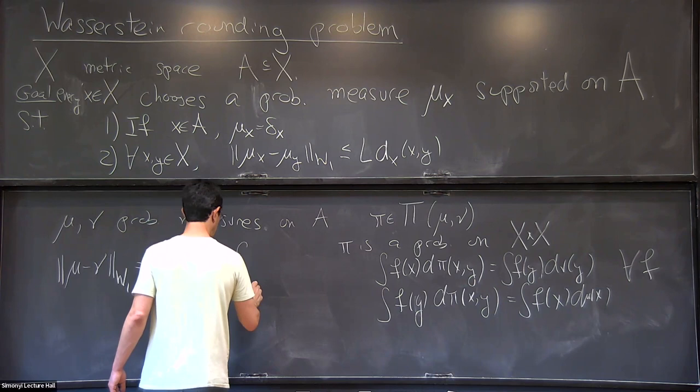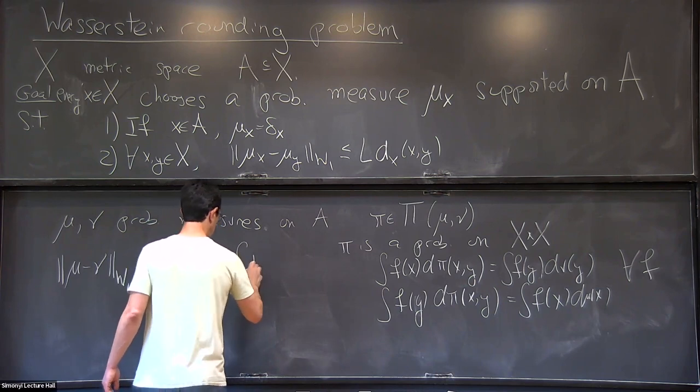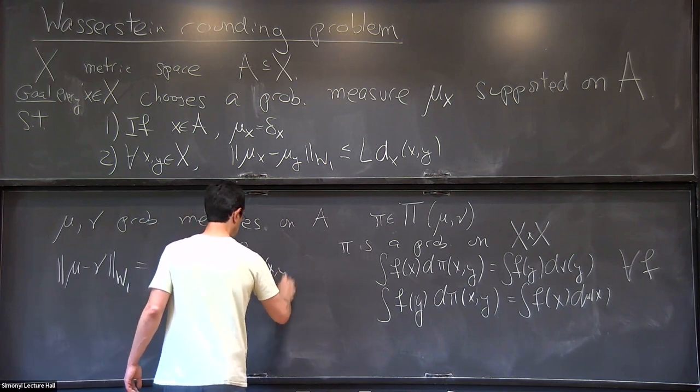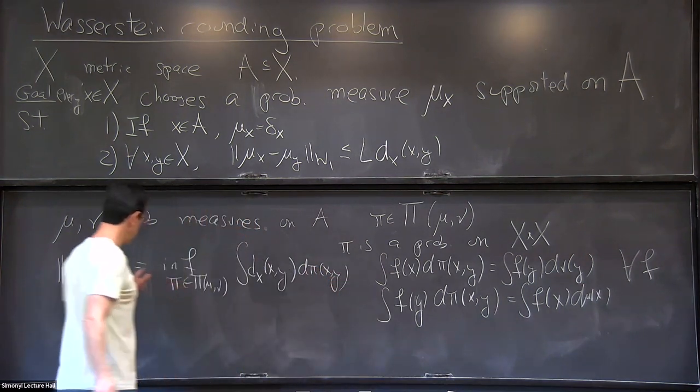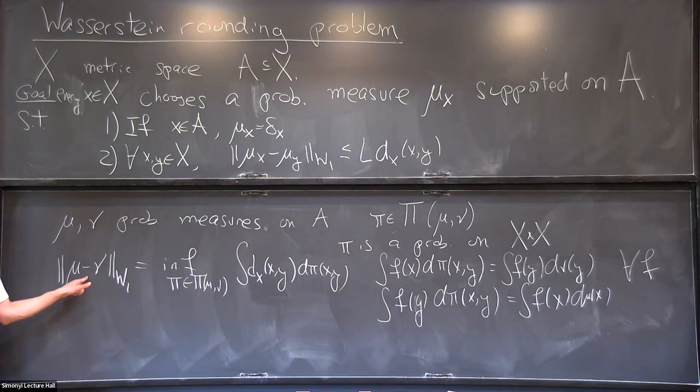Of the integral of the distance between x and y. This was saying that this is small, that there is a way to match a point in the support of mu to a point, fractionally, in the support of mu, such that after you did this random matching, the average displacement in the given metric is small.